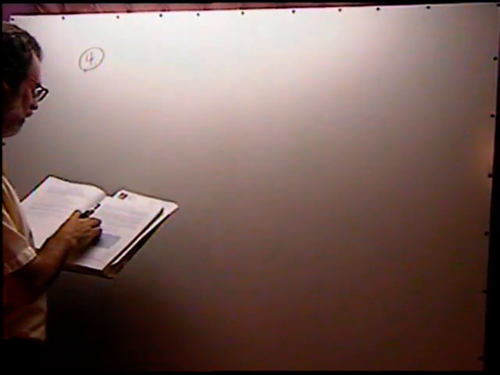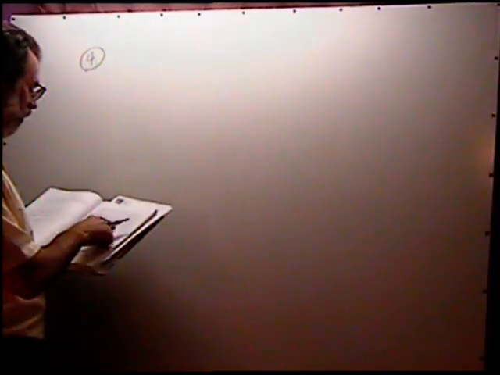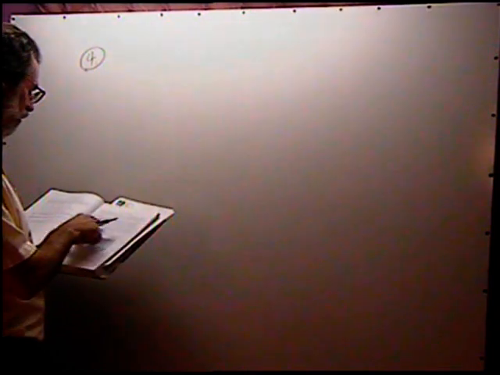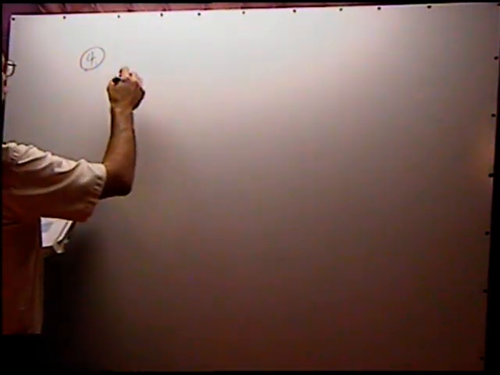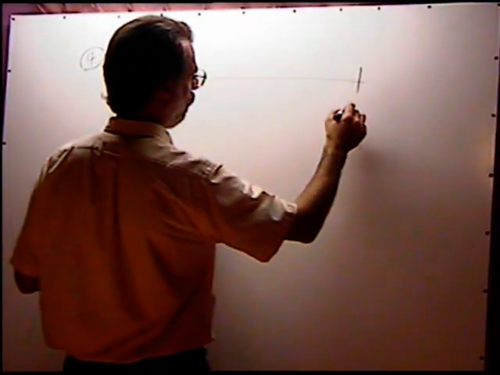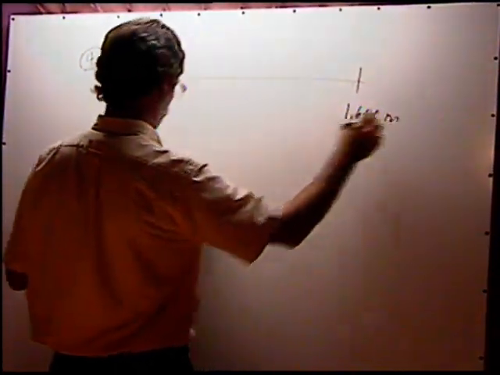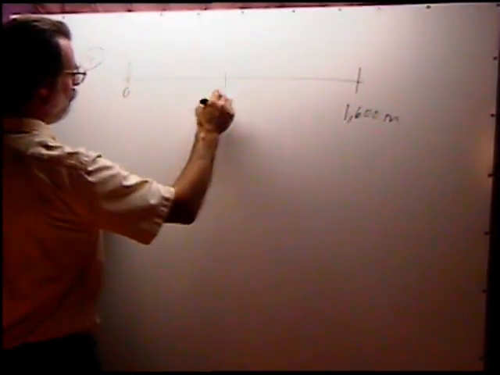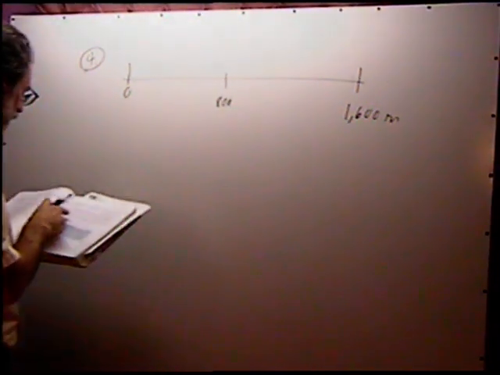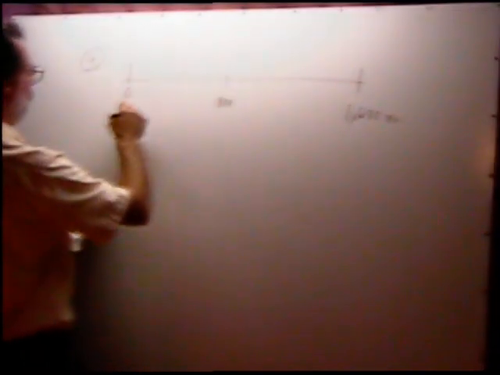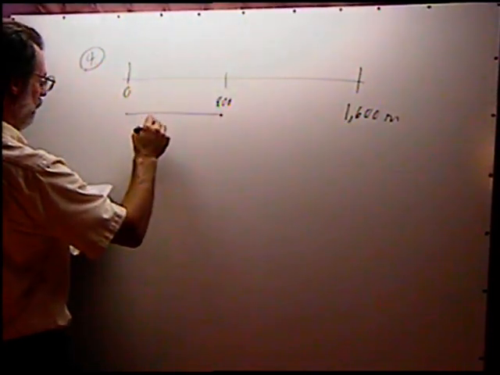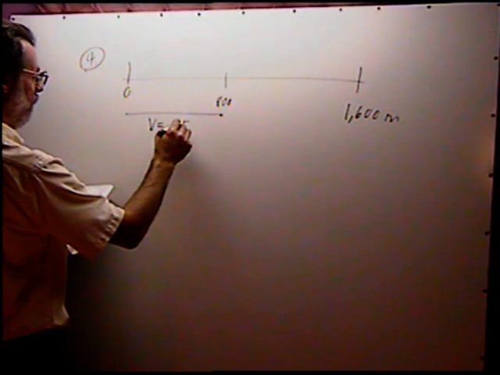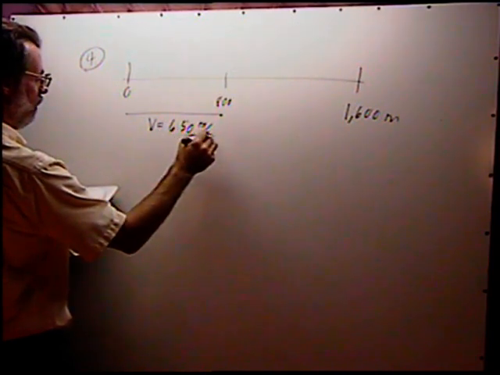An athlete runs 1,600 meters down a straight road. On the first 800 meters, the runner's average velocity, so let's do this. Let's draw an x-axis, always draw a picture. He starts at x equals 0, and he runs a total of 1,600 meters right down the road. The first 800 meters, the average velocity during this portion is 6.50 meters per second.